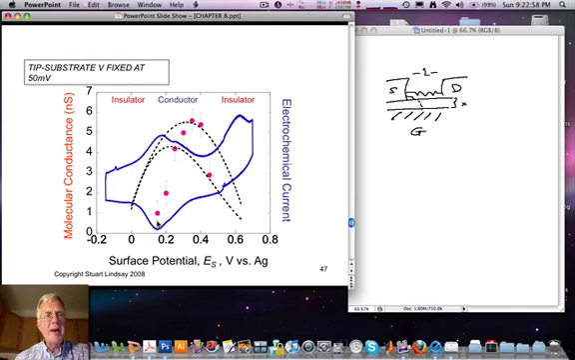These points here show the measured single molecule conductance, averaged over many thousand measurements. And you see that as one goes from the insulating form here towards the oxidized form of the molecule here, the single molecule conductance rises, and then as you approach the second oxidation here, back into the insulating form of the molecule, the single molecule conductance falls again.